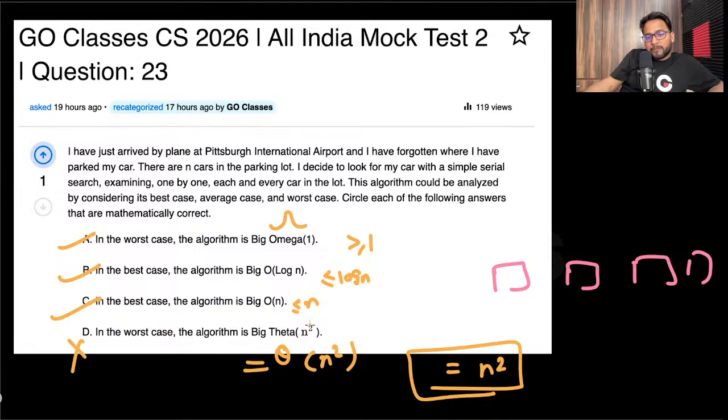See, this could have been correct. In the worst case, it will take exactly n. So if this is big theta of n in the worst case, then this is the correct option. But because of n square, it is wrong.